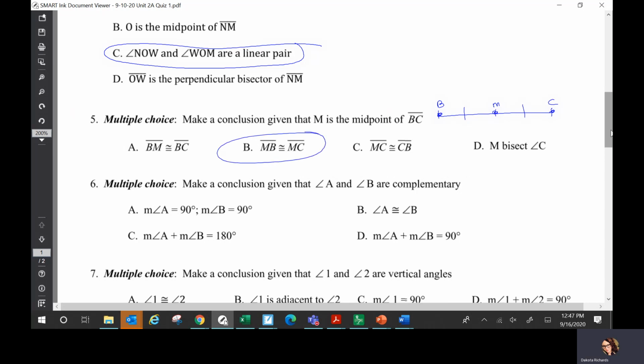So they are congruent. Yes. You marked number 4 wrong. Okay. Come see me after I go over this and I'll fix it.